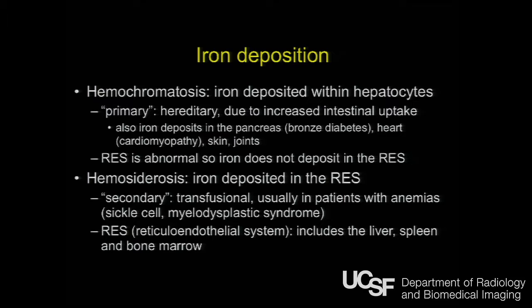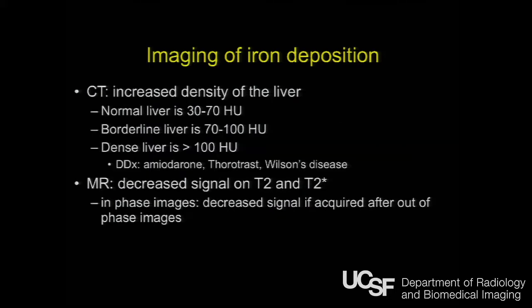Hemosiderosis, on the other hand, or secondary hemochromatosis, is typically due to overload of iron from IV transfusions. Okay, in this case, the reticular endothelial system hasn't been injured from chronic high levels of iron, and so the iron goes to the liver, the spleen, and the bone marrow. Okay, so two types of iron deposition disease with slightly different biodistributions, both of which involve the liver.